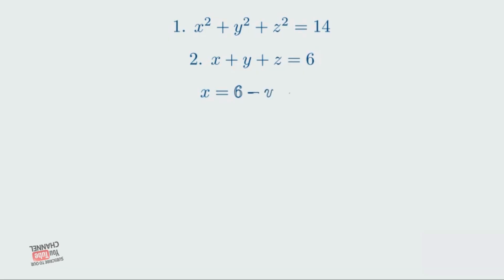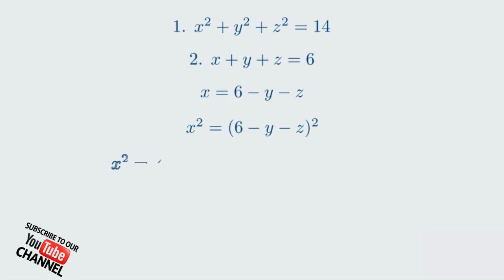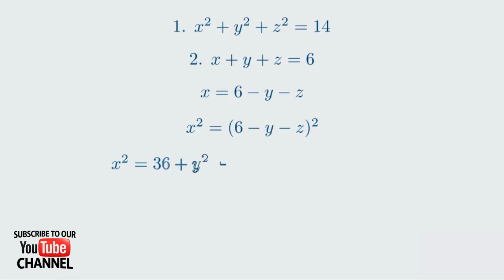Our equations are x squared plus y squared plus z squared equals 14, and x plus y plus z equals 6. Our strategy was to isolate x from the second equation and substitute it into the first. x equals 6 minus y minus z. Let's square both sides. x squared equals the quantity 6 minus y minus z, squared. Using the trinomial expansion formula, x squared equals 36 plus y squared plus z squared minus 12y minus 12z.